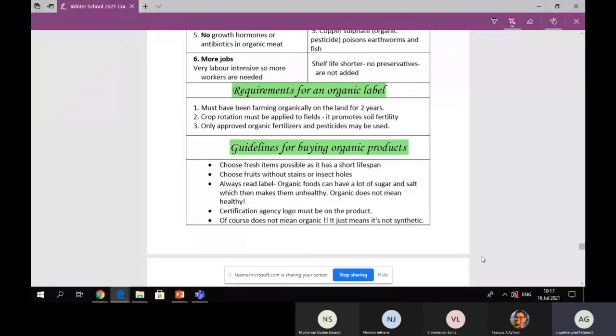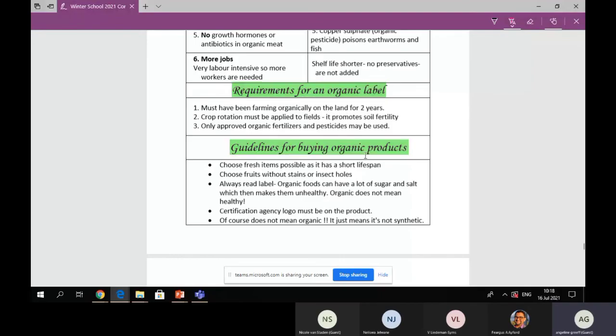Okay, so here are requirements for an organic label. Must have been farmed organically on the land for 2 years. Crop rotation must be applied to fields. Only approved organic fertilizers and pesticides may be used. Okay, so what are the requirements for you to have an organic label to say that your products or your produce is organic? Those are the requirements.